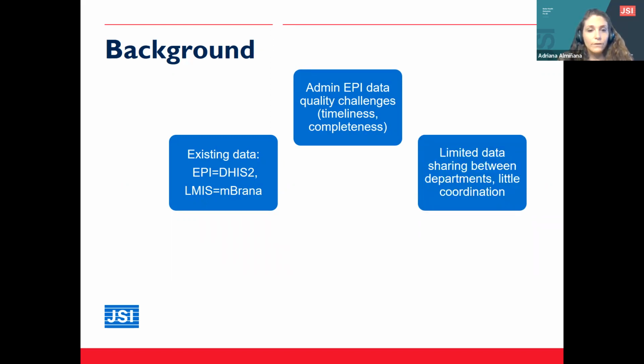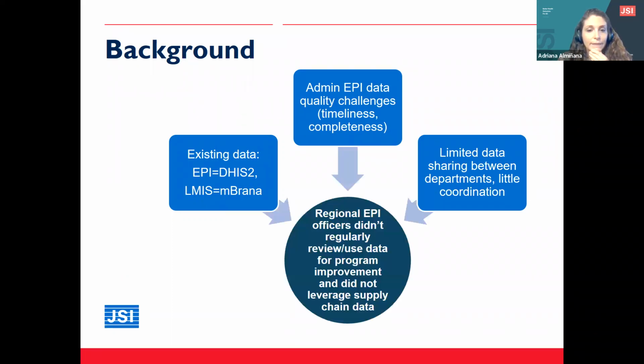So what we found was that this really meant that EPI program staff, particularly at the subnational level, at the regional level, were not consistently able to incorporate supply chain data into their decision-making processes. And in addition to that, the review or the use of data overall for program improvement was not always consistent. Next slide.